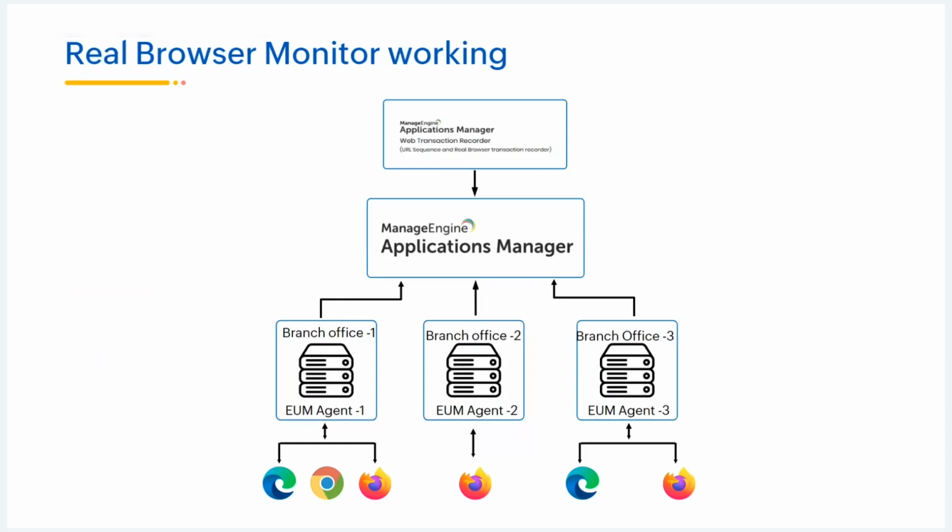Also, end user monitoring agents provide enhanced visibility into your user experience and help identify potential performance issues. So these agents can be installed in branch offices across different cities or directly on the end user system as well. All that is required is a secure HTTPS connection between the agent and Applications Manager console. Now let me quickly take you to the user interface and show you how this real user monitoring works.